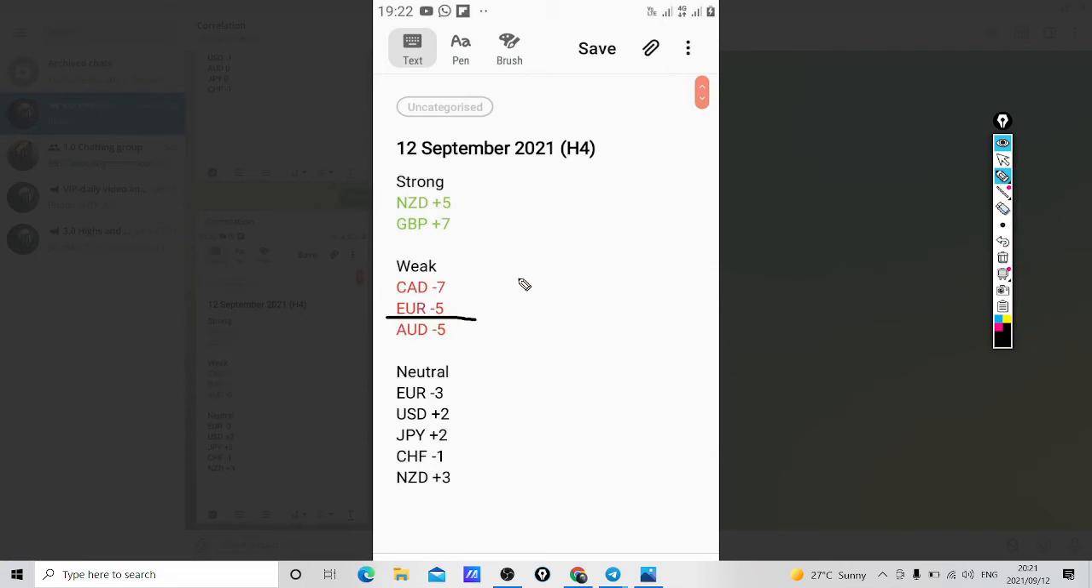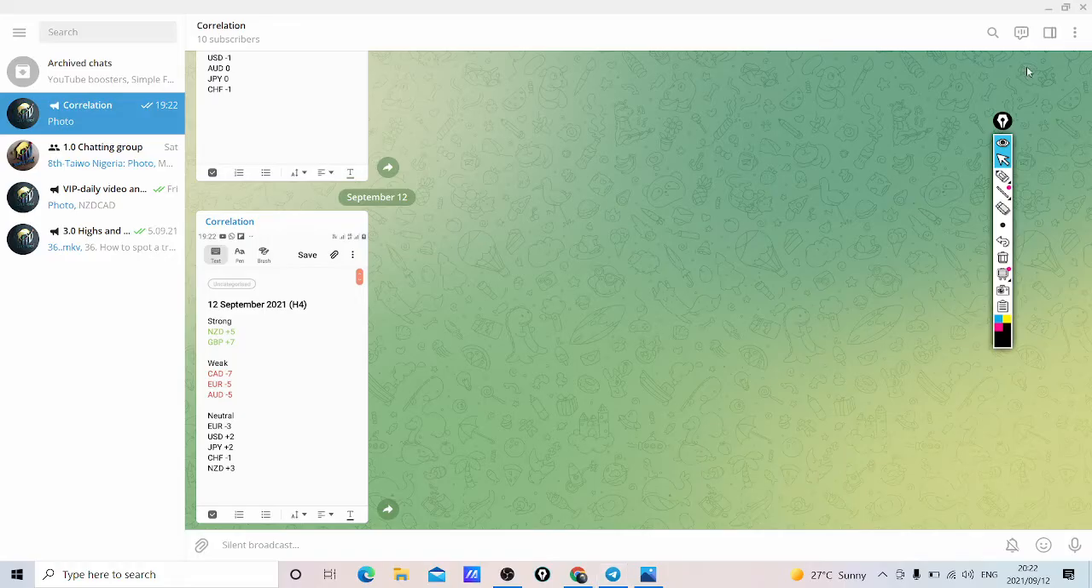GBP, okay, euro is selling, as I was saying, with -5, and then GBP is buying with +7. So if we pair euro and GBP, remember the graph is going to look like this. Remember the euro is on our left hand side, meaning that if we pair euro and GBP, the graph is supposed to go down like this.